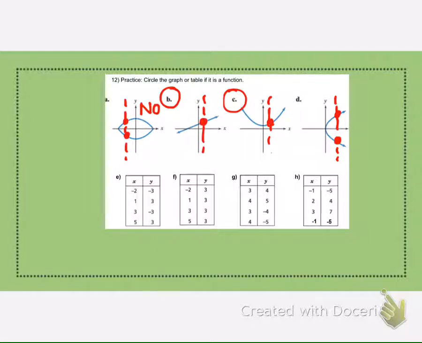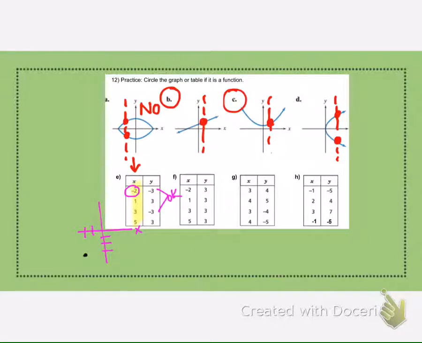So now with the tables, we can look and see, does every X have only one Y? So if we look at choice E, all the X's there have only one Y. It's okay that these are the same. So I can also back it up if I want to use the vertical line test as my justification. If I draw a picture, so if I go to -2 on the x-axis, down to 3, there's my point.